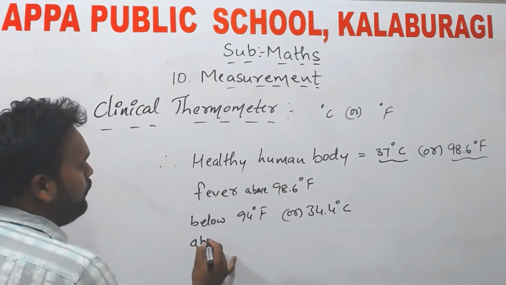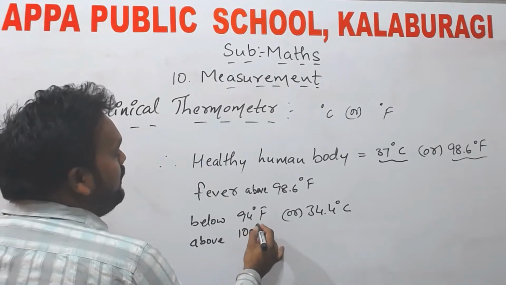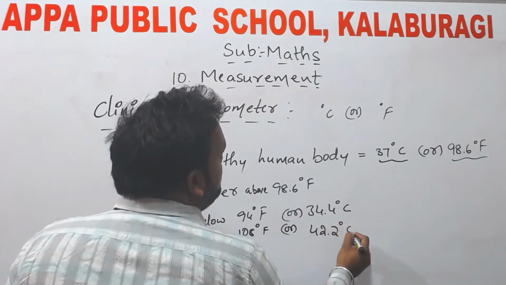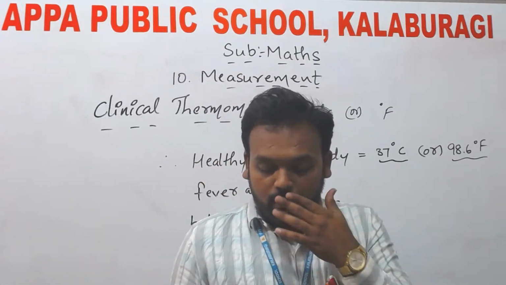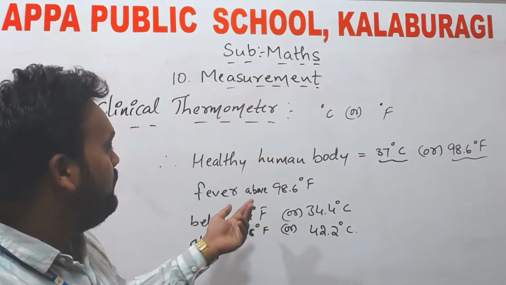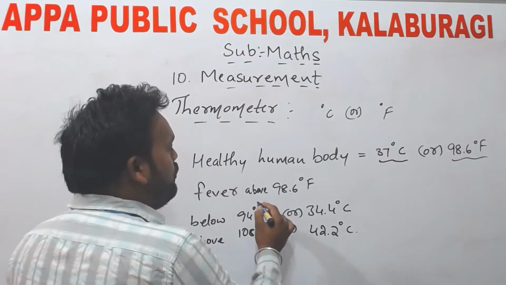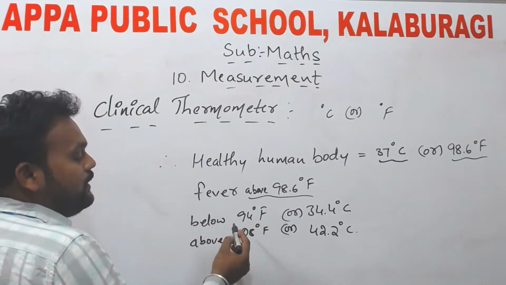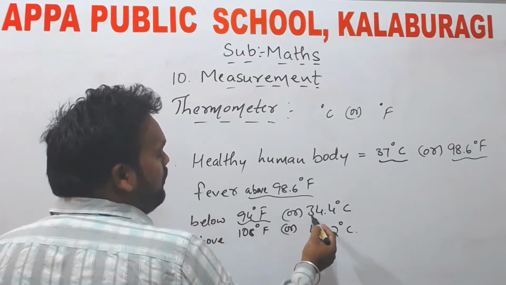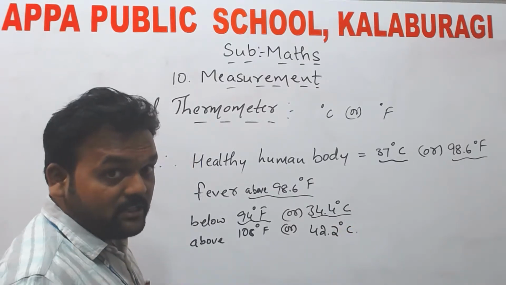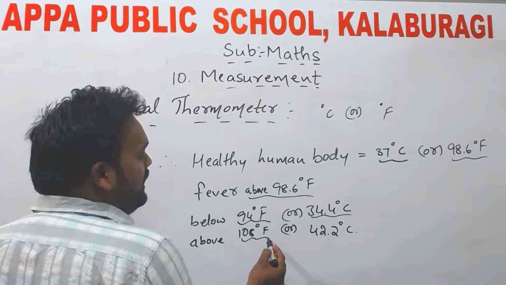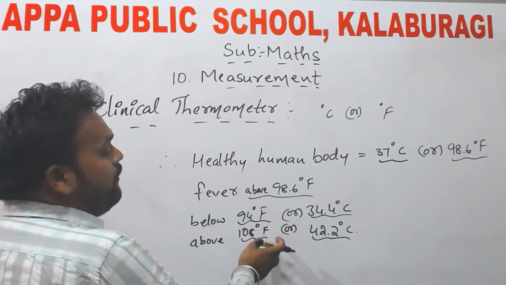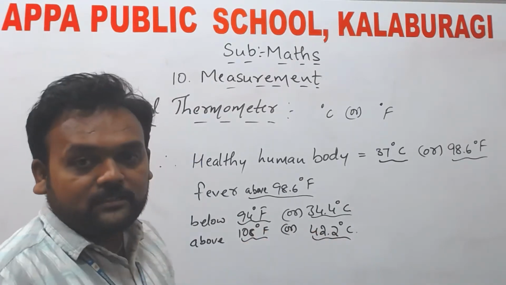Above 108 degrees Fahrenheit, or 42.2 degrees Celsius. Understood, students? For example, if you have a fever, it means your temperature is more than 98.6 degrees Fahrenheit. The temperature should not be below 94 degrees Fahrenheit or 34.4 degrees Celsius, and your temperature should not be above 108 degrees Fahrenheit or 42.2 degrees Celsius.